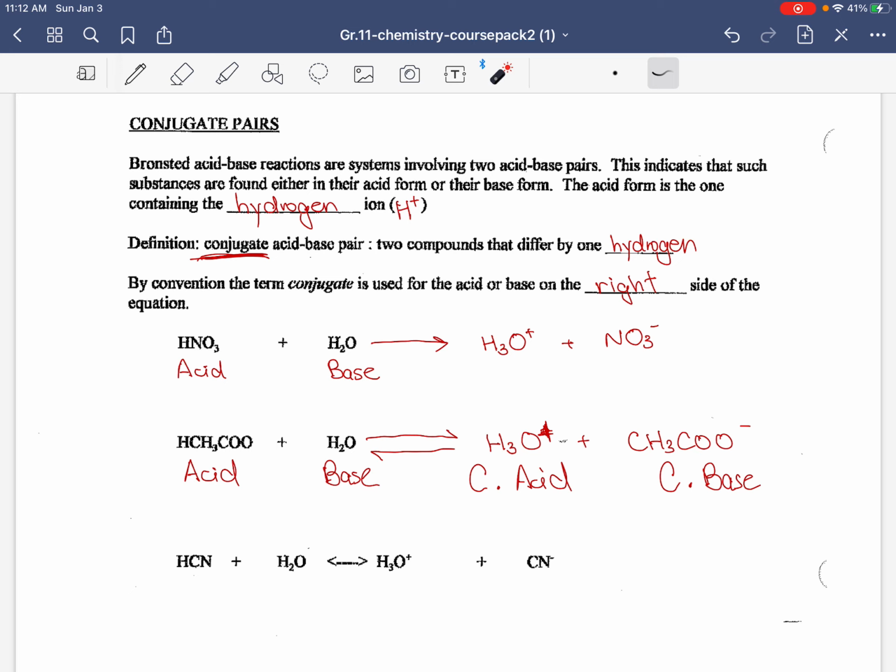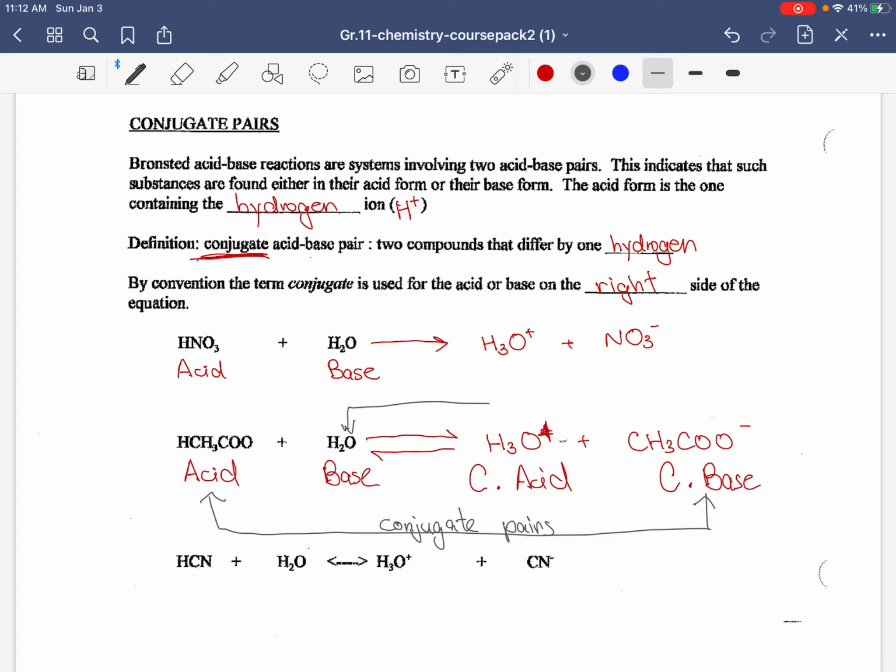Now, to finish, there's something that I'm going to have to tell you. An acid and its conjugate base are called conjugate pairs. Okay? It's called conjugate pairs. A base and its conjugate acid are also known as conjugate pairs. Okay, so when you look at an acid and its respective conjugate base, it's always one hydrogen less. Right? This and this has one hydrogen less.